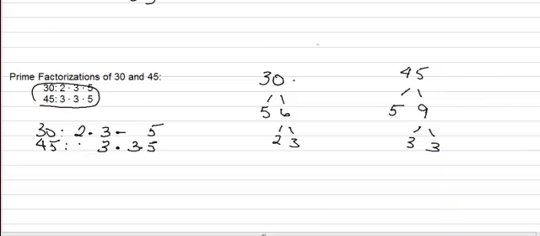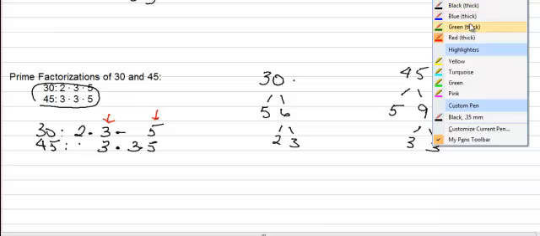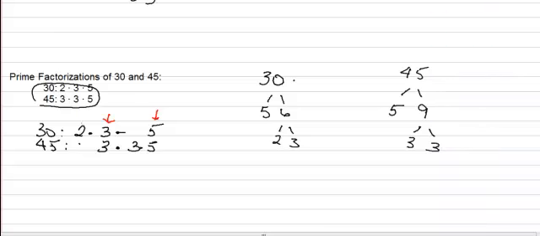So there's my like stuff, here's like stuff, and then the other ones are, there's only 1, there's no 2 in 45, so it's in its own column, and there's only 1 3, there's an extra 3 in 45 that isn't in 30, so that's where that comes from.